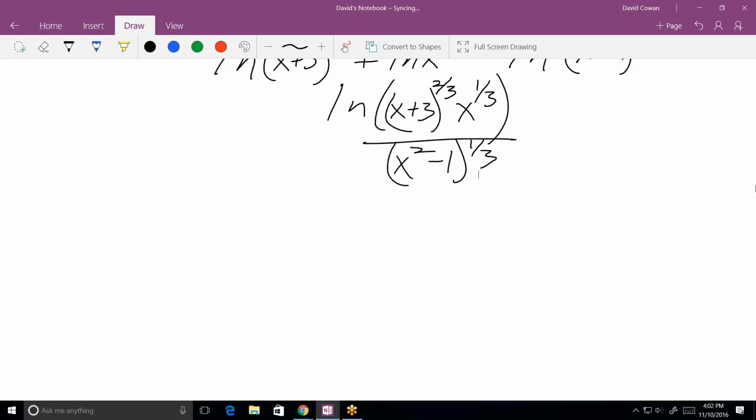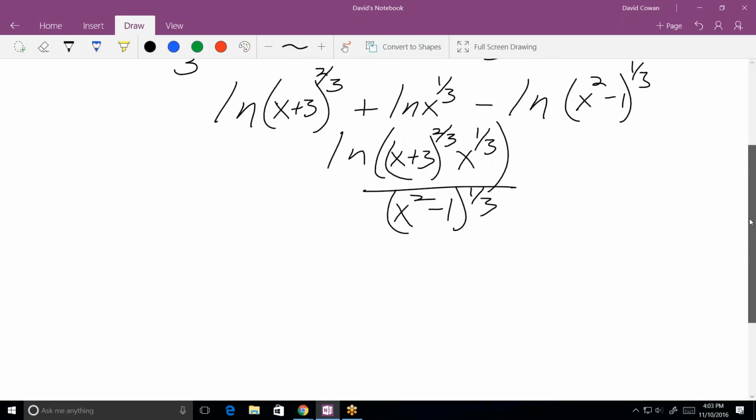She didn't distribute out the 1/3 though. So she kept the 1/3 on the outside, and then she put the other exponents in front. So what was her final answer? Natural log of cube root x plus 3 squared x. Cube root of x plus 3 squared. Oh, wait, you want the first? Okay, that's the same answer.